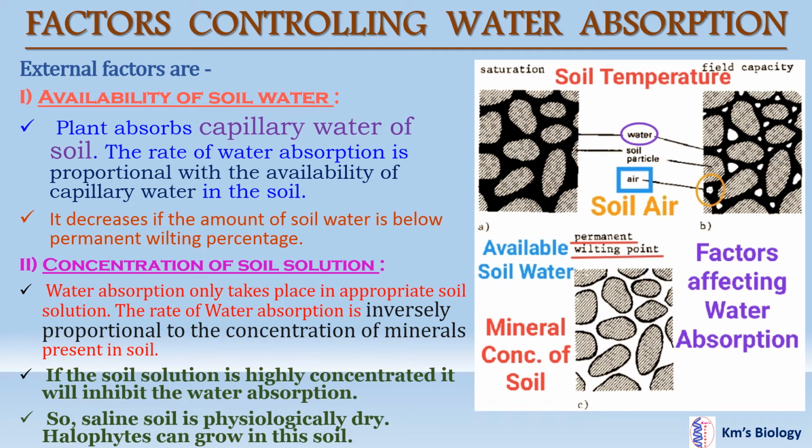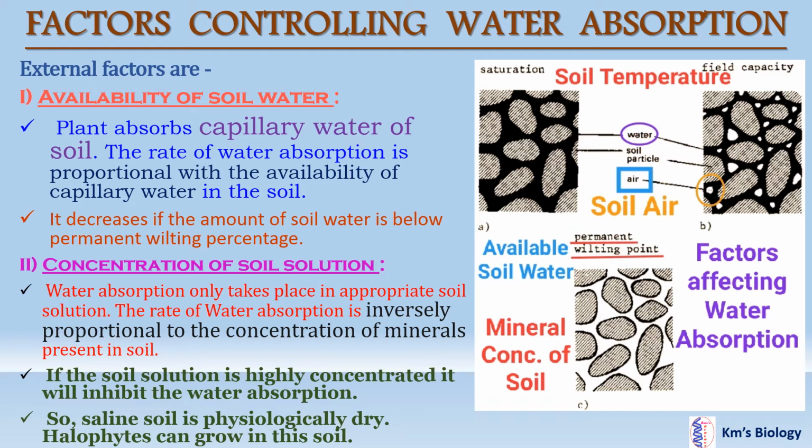Let us discuss factors that control water absorption. External and internal factors are involved to control this process. The external factors are, firstly, availability of soil water. Plants absorb capillary water of soil. The rate of water absorption is proportional to the availability of capillary water in the soil. It decreases if the amount of soil water is below the permanent wilting percentage.